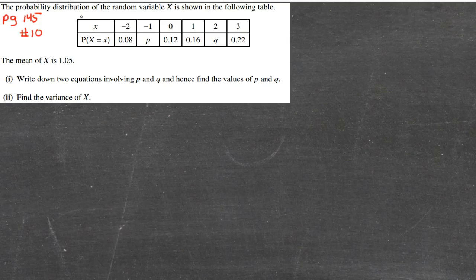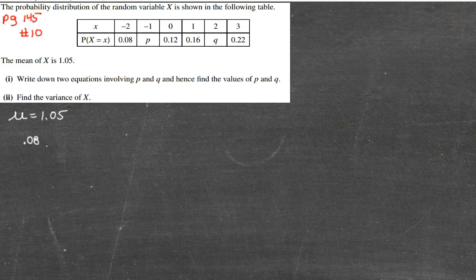All right, on page 145, number 10, they give us this probability distribution, but they don't give us all the probabilities. They're leaving out P and Q. And they tell us specifically to write down the two equations involving P and Q. And then, of course, they've given us this mean. And they want us to find out P and Q.